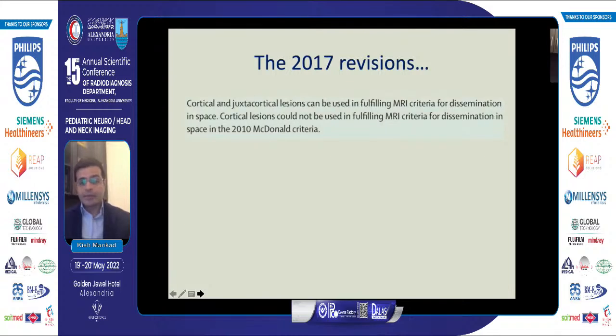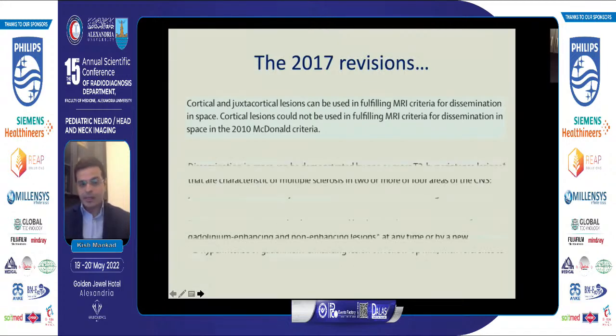Thirdly, the third message for the pediatric neuroradiologist is that cortical and juxtacortical lesions can also be used for fulfilling these criteria. Cortical lesions are a new entity in terms of inclusion into MR criteria, which means that we should be adequately imaging these brains to pick up cortical lesions, as in we should be doing some volume FLAIR sequences, and some centers have already instituted this.